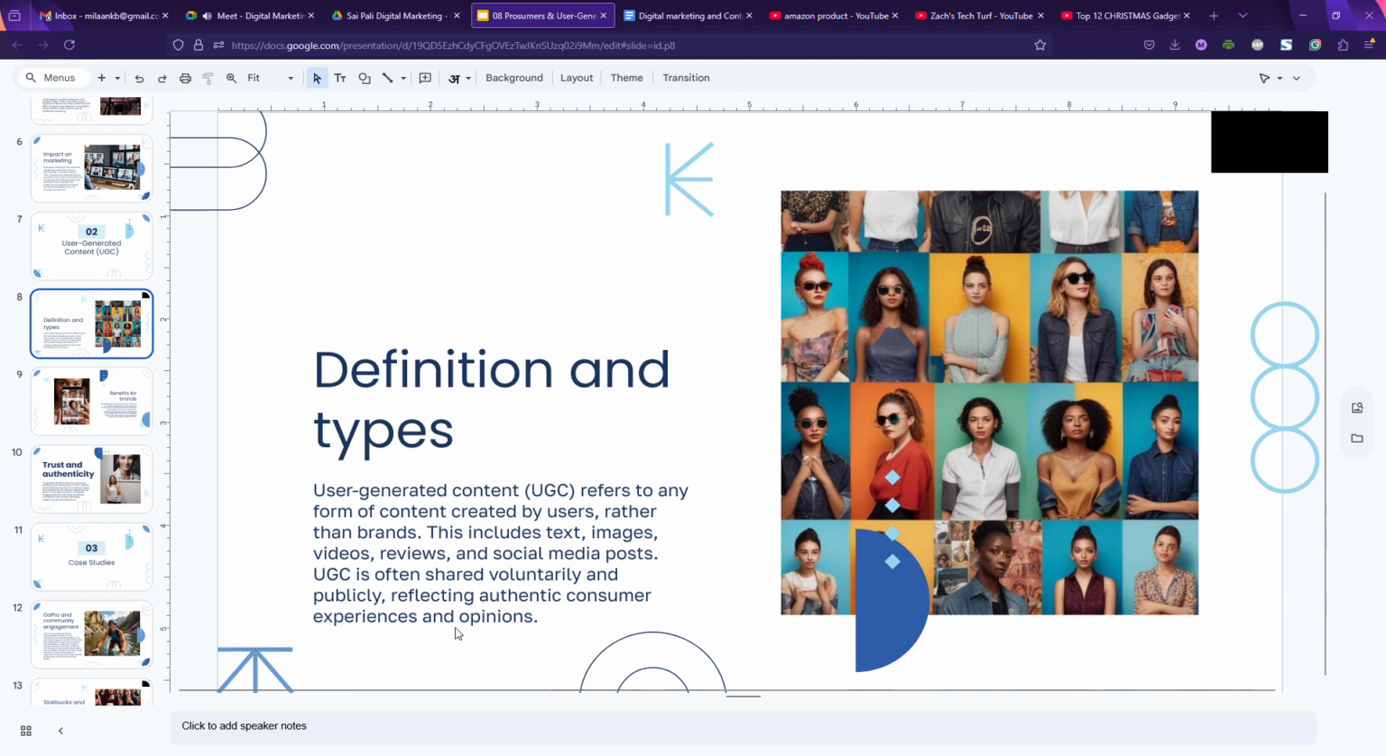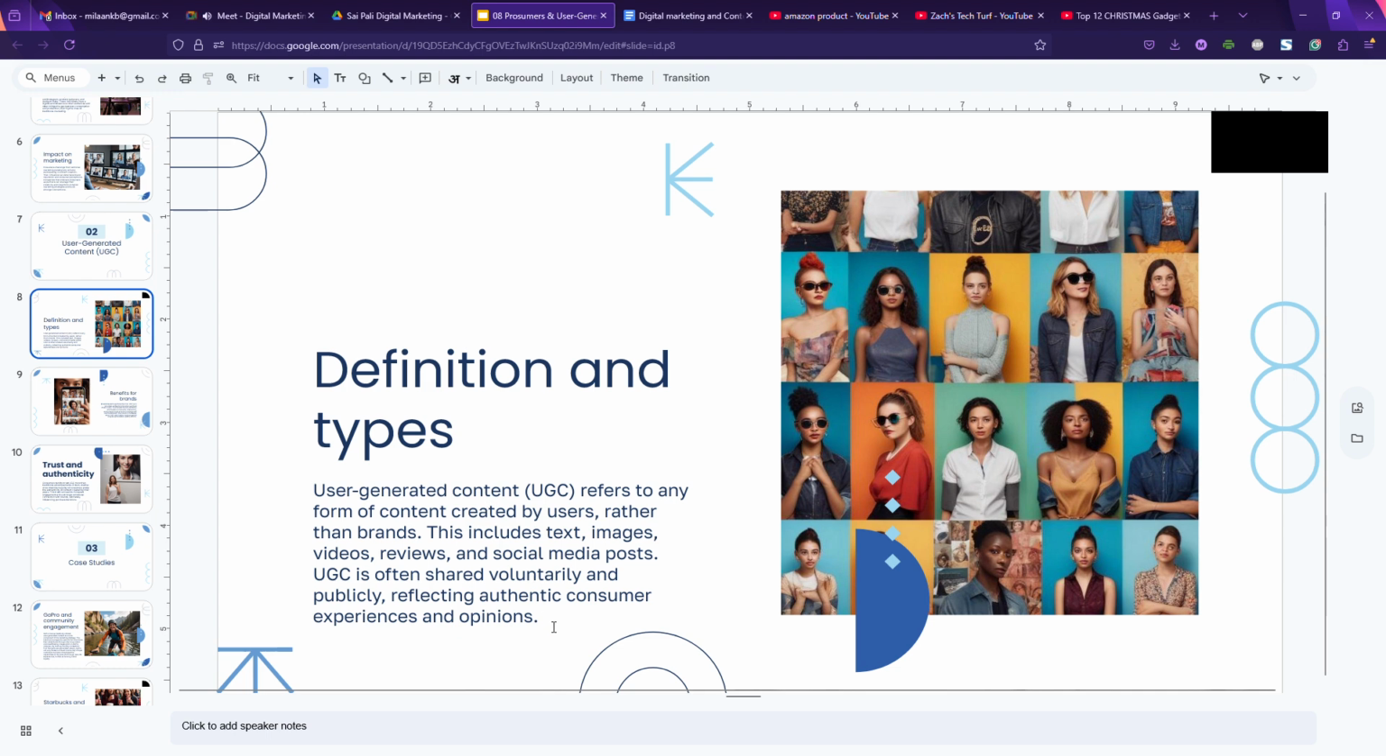So, user generated content refers to any form of content created by users rather than brands. The content that the prosumers are creating, those sorts of content are called user generated content. Basically, the content creator will have to be a user of that product, but he or she may not buy that product by themselves. Maybe it's somebody else's product. You just bring it, use it, and create a review video of it. Even then, the content will be called user generated content.